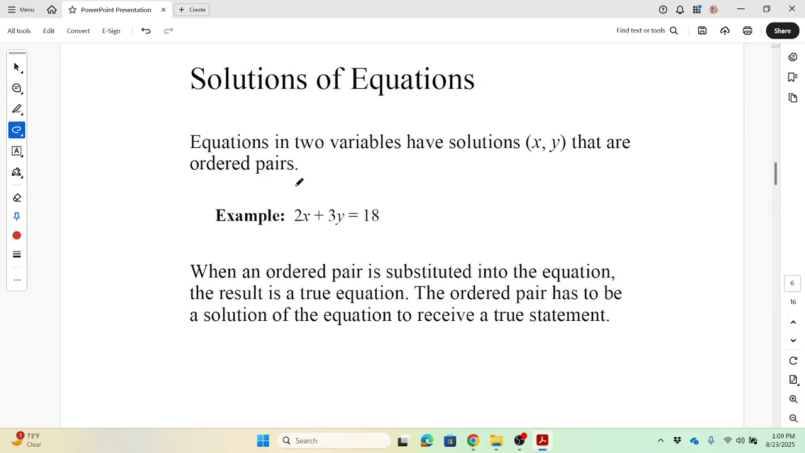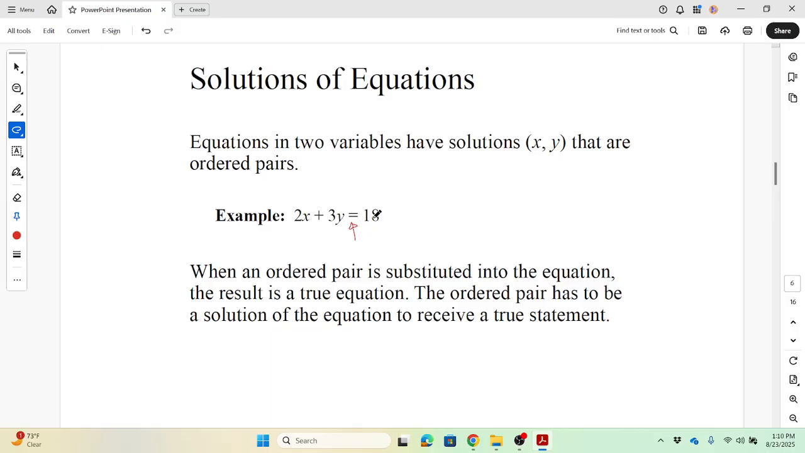Okay, our goal is to plot the graph of an equation. First of all, you have to understand the meaning of an equation. Whenever you see an equality sign between some variables and some number, that's called an equation. Equation means equality sign. It's just a statement: 2 times x plus 3 times y is equal to 18.